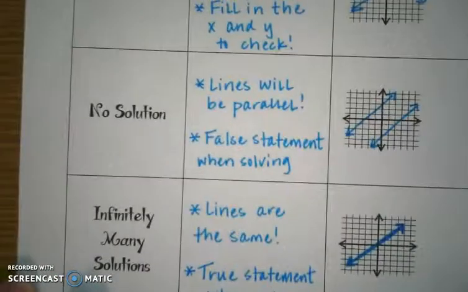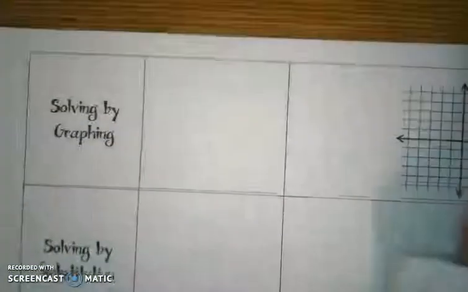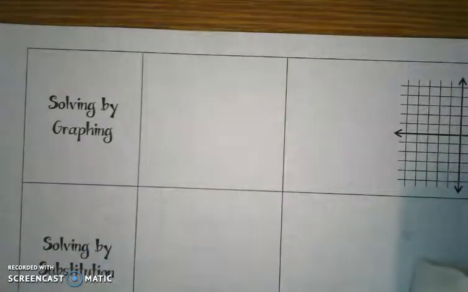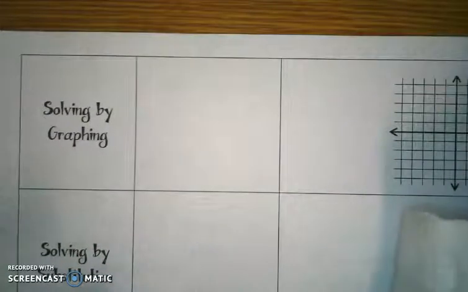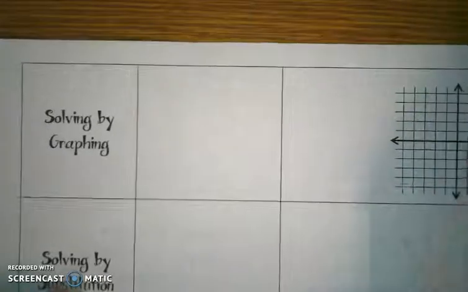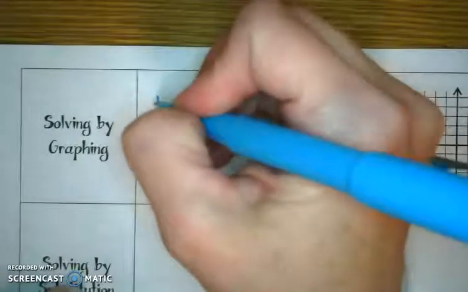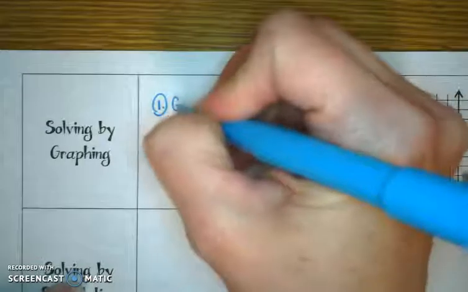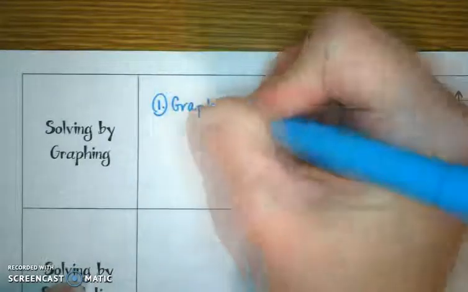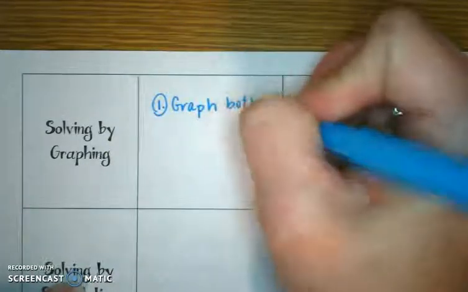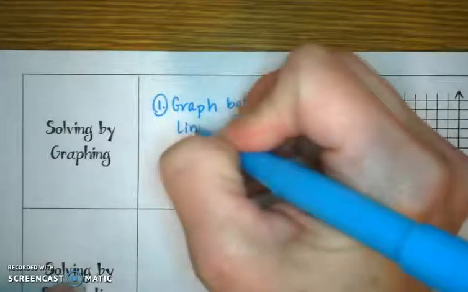All right, let's continue on to the back. So now we're actually going to solve. 3 ways to solve. Graphing was the one that we learned first. Most people like graphing. The problem with graphing is that you really need to have a graph. So the steps that we're going to do, step number 1 is we are going to graph both lines on the same coordinate plane.